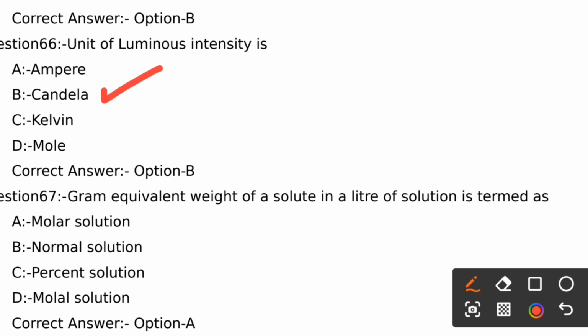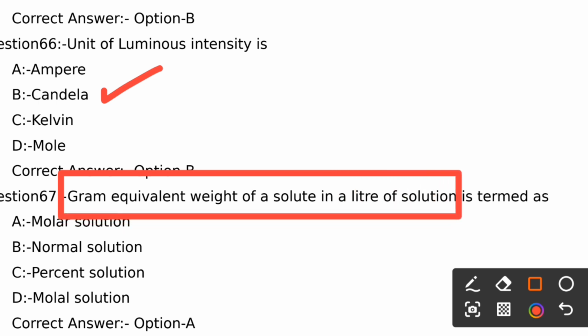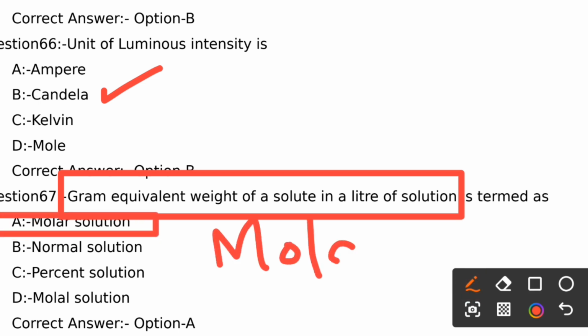Next question. Gram equivalent weight of a solute in a liter of solution is termed as option A, molar solution. Option B, normal solution. Option C, percent solution. Option D, molal solution. Equivalent weight of a solute in a liter of solution. The right answer is normal solution. Option B, normal solution is the gram equivalent weight of solute in a liter of solution.